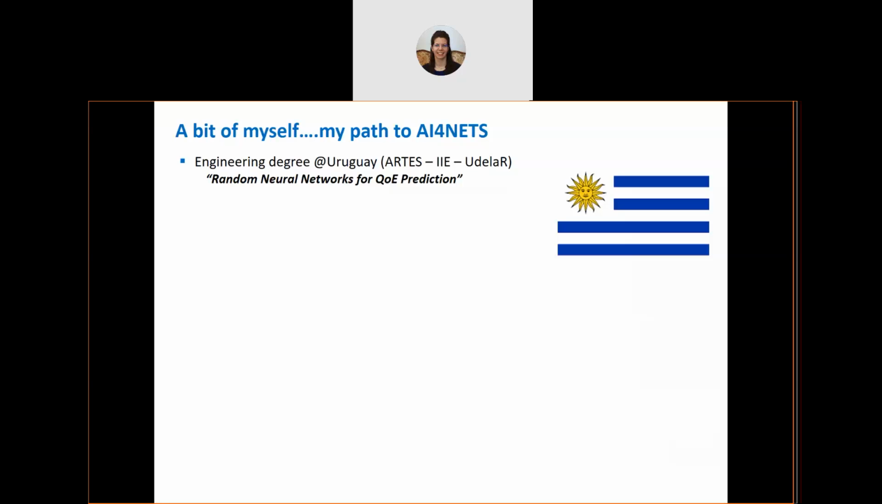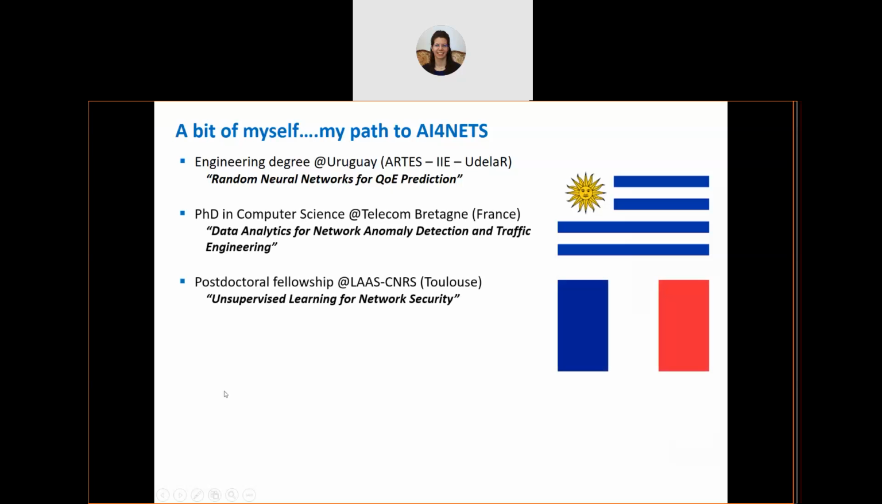And there, when I was becoming an engineer, I discovered something very interesting, some models of neural networks called random neural networks. And I was working on something that I'm still working on today, quality of experience prediction. From there, I moved to France for a PhD in computer science at Telecom Bretagne. Basically, there I was working on data analytics for anomaly detection and traffic engineering. Then I did my postdoc at LAAS-CNRS in Toulouse, working on unsupervised learning for security.